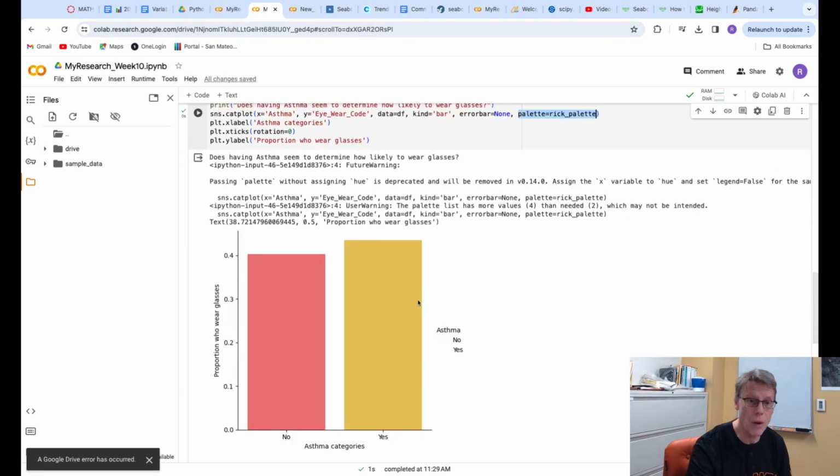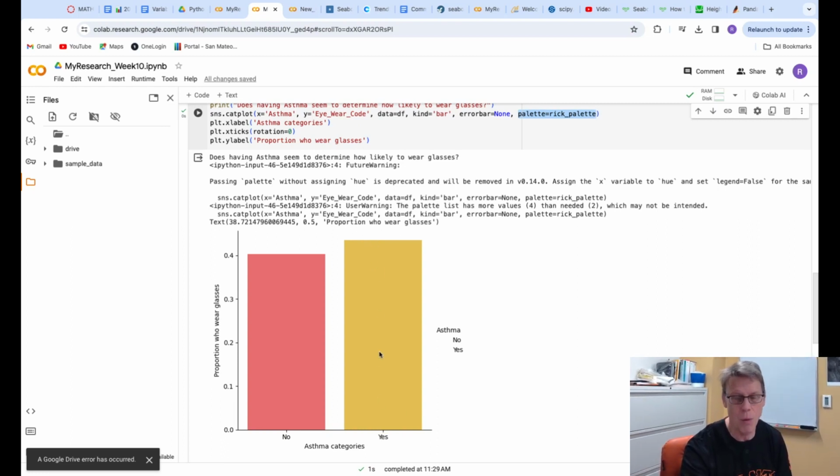Compare that to what we're looking at here. What this is doing is showing that if you weren't diagnosed with asthma, all those people, 85% of the data set, out of them, 40% wear glasses, and about 45% of the people who were diagnosed with asthma wore glasses. And that's what we're trying to look at here.